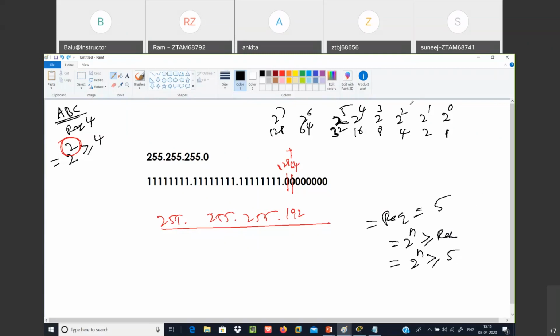If I go for 2 power 2, the value is 4. But my requirement is 5. Can I get exactly 5? No, it should be greater. Then go to the next value, 3. 2 power 3 is greater than or equal to the requirement. 2 power 3 is 8. My requirement is 5, but the possibility is 8 subnets. Now the power value is 3, so convert 3 bits. That means 128, 64 plus 32, and you get the value 224.